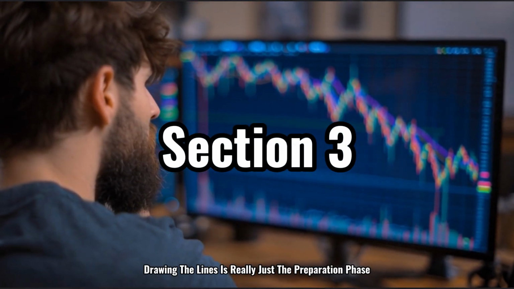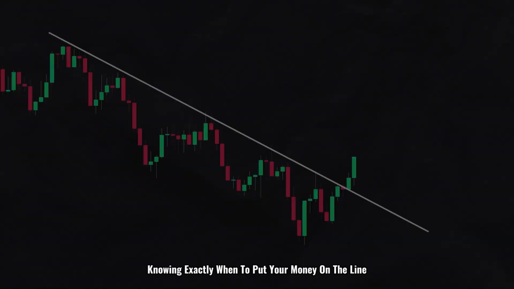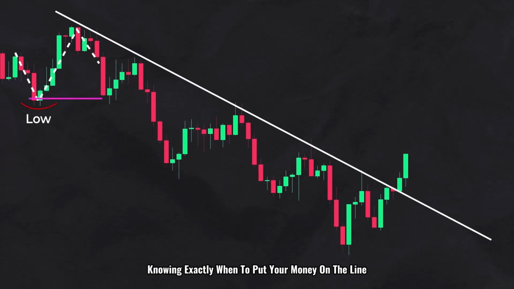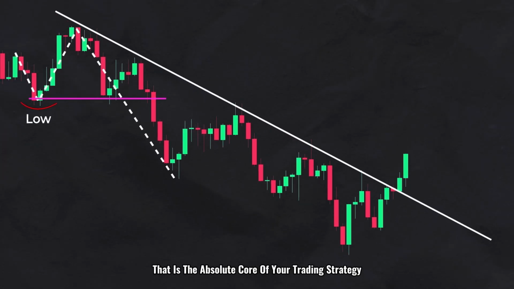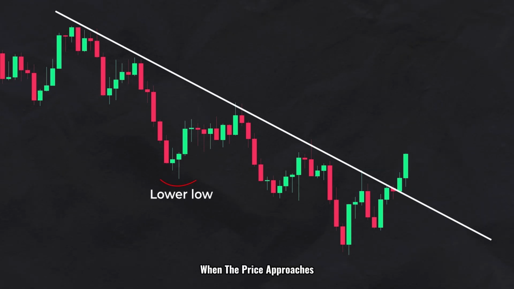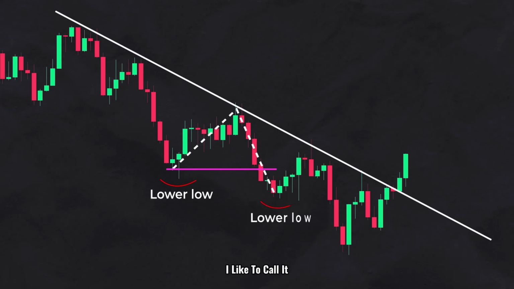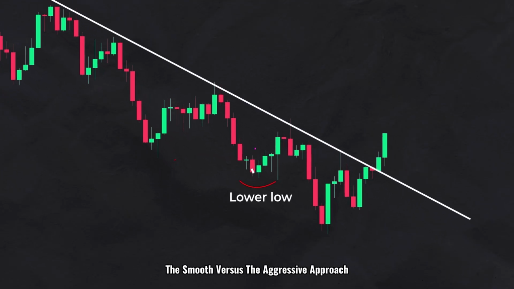Drawing the lines is really just the preparation phase. Knowing exactly when to put your money on the line, that is the absolute core of your trading strategy. When the price approaches your beautifully drawn trend line, you have to watch its behavior closely. I like to call it the smooth versus the aggressive approach.